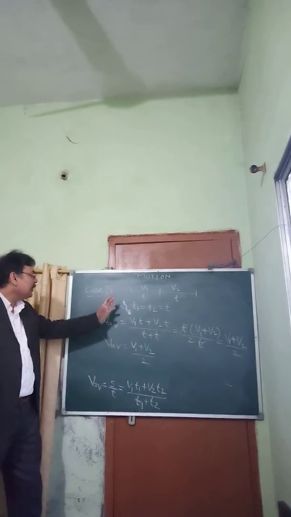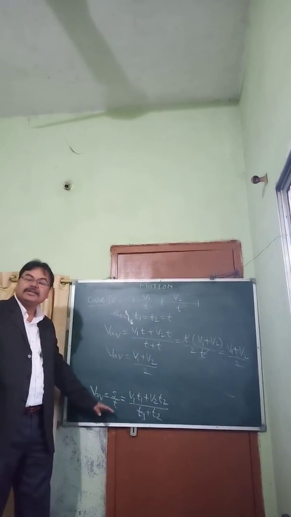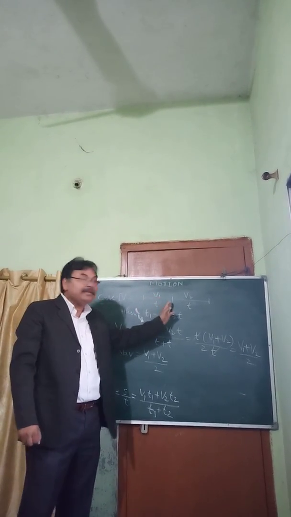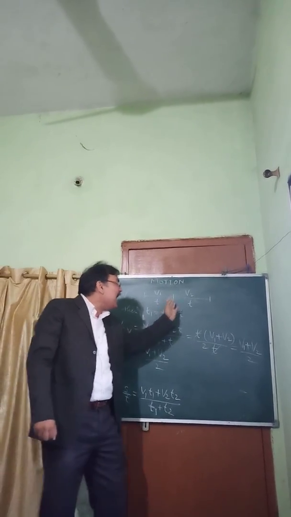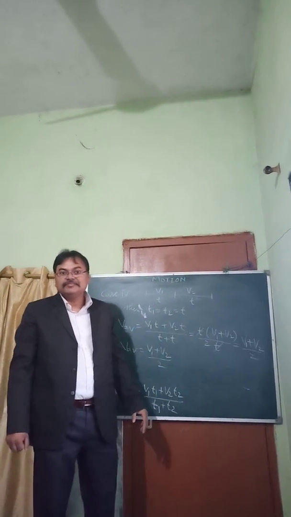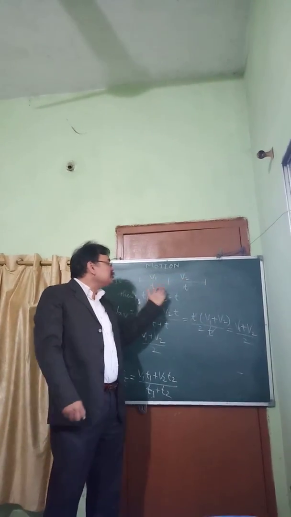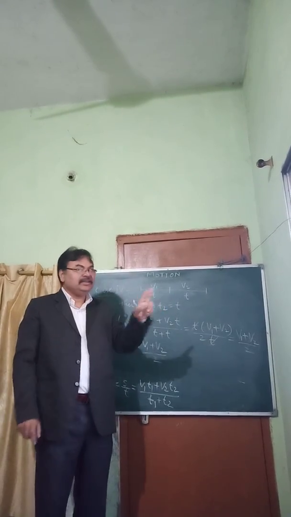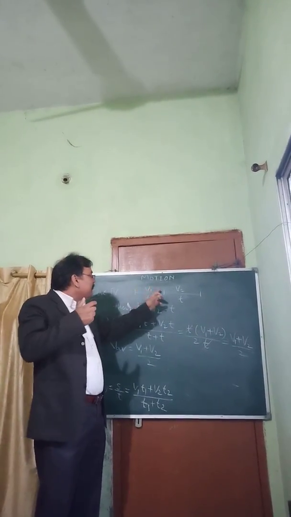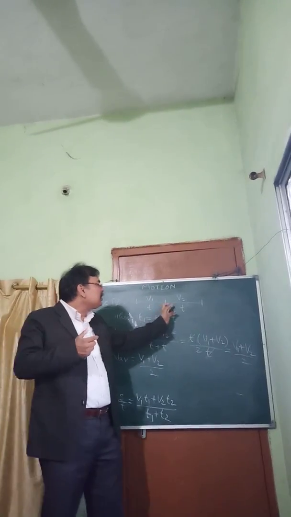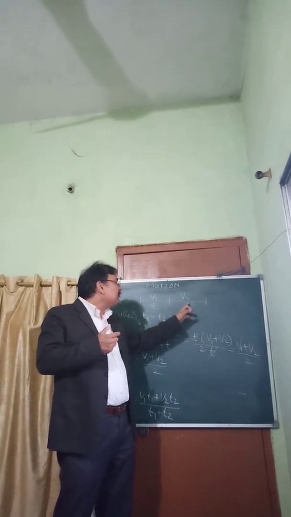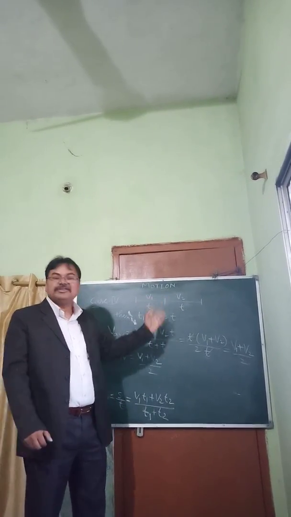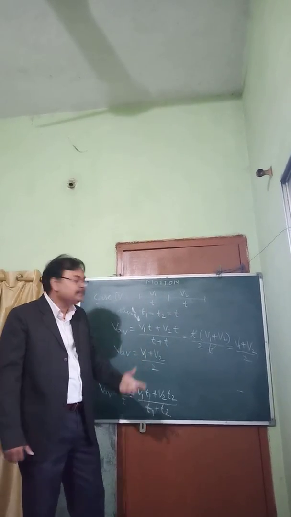Now, fourth case. Again, it is connected with the third one only. The body travels with speed v1 for half of the time, and for the remaining half of the time, it travels with speed v2. So, total time for the journey is how much? It is 2t. For half of the time, for time t, it is traveling with speed v1. For the remaining half of the time, for time t, it is traveling with speed v2. So both times are equal because they are half of each, half of total time. Obviously they will be equal.